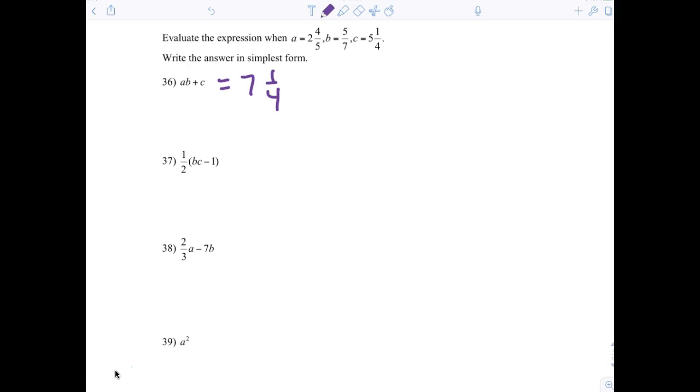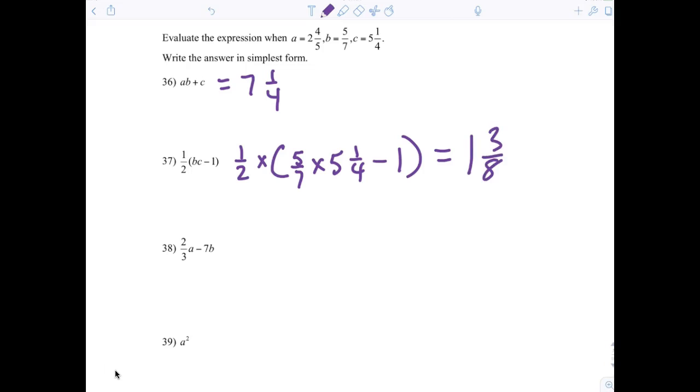Now, does everybody know their calculator has parentheses on it? Your calculator can do parentheses too. So on your calculator, you can type in 1/2 times, open a parentheses, and then B, which is 5/7, times C, which is 5 1/4, minus 1, close the parentheses, equals. Everybody should be able to do that. Thomas, did you get an answer for that one? Did anybody else get 1 3/8?